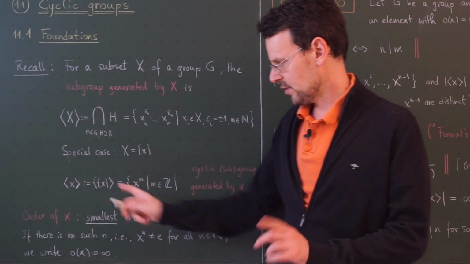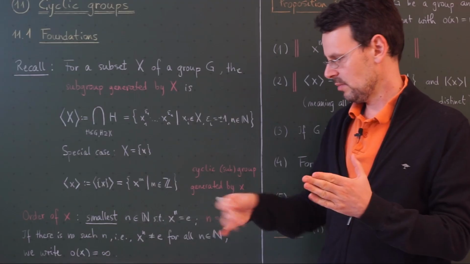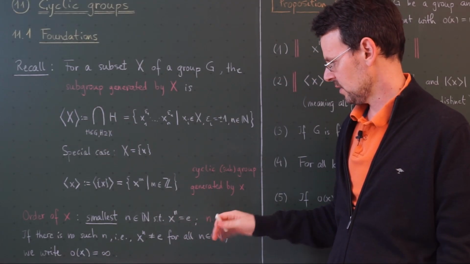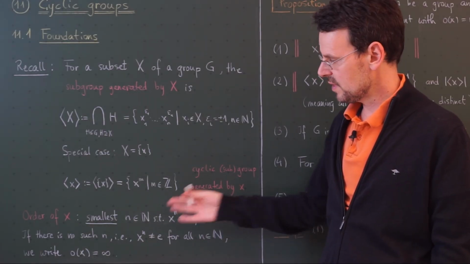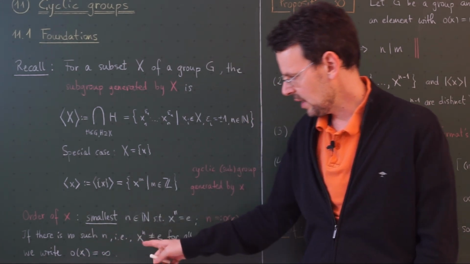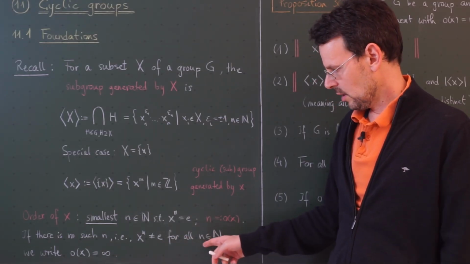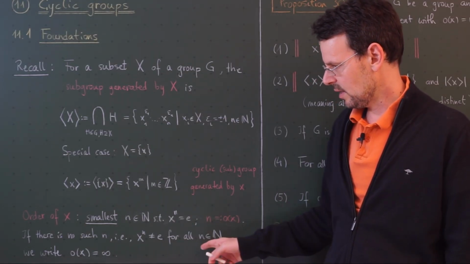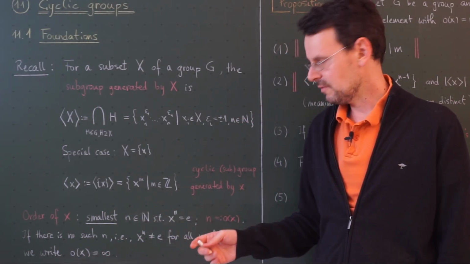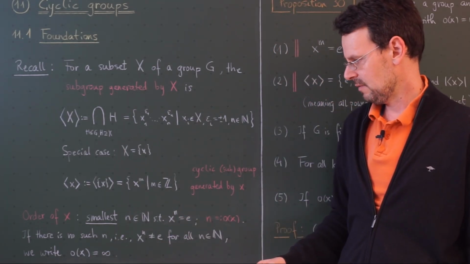If there is such a number, of course. In finite groups, there always needs to be such a number, because otherwise I would get infinitely many distinct powers. But in infinite groups, there need not be such a number. So if there is no such n, meaning that x to the n is never the identity, no matter what kind of natural number I plug in there, then we write that the order of x is infinity. And we say x is of infinite order. And this only can happen if the group itself is infinite.